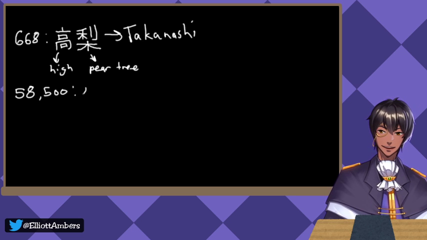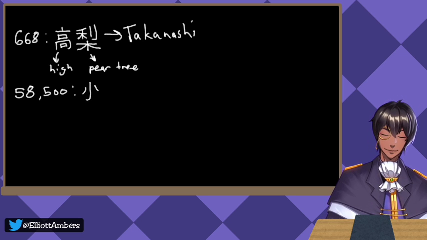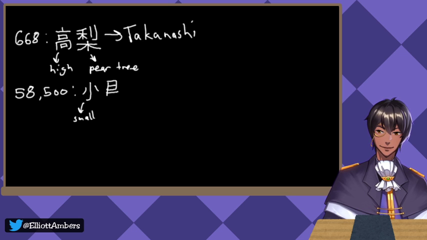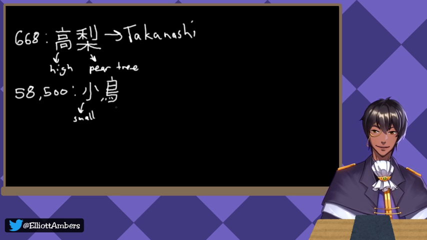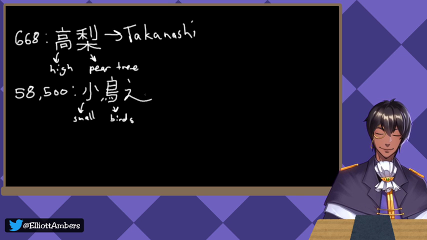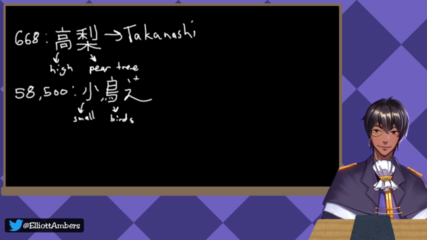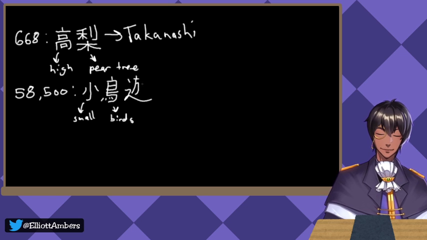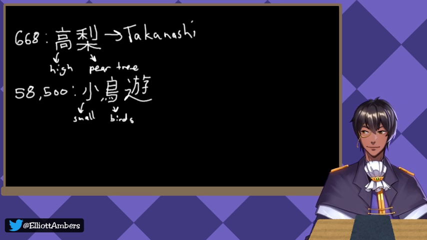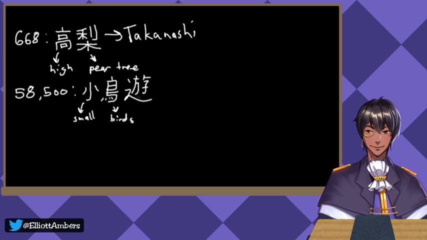This reading, so this is a character for small. This is a character for birds. My stroke order is wrong, please don't bully me. It's close enough, you can still tell that it's bird. Small, birds. And then we have play. And that looks like this. This is Takanashi.